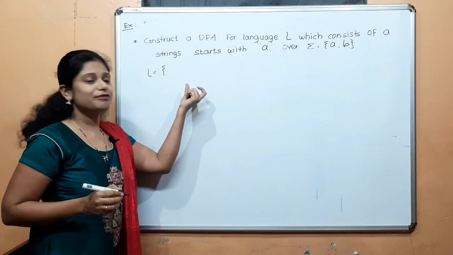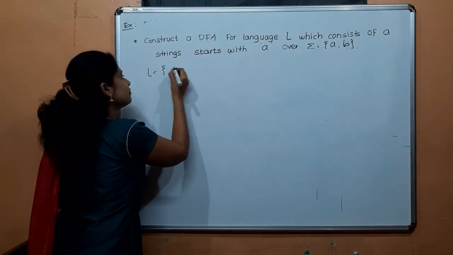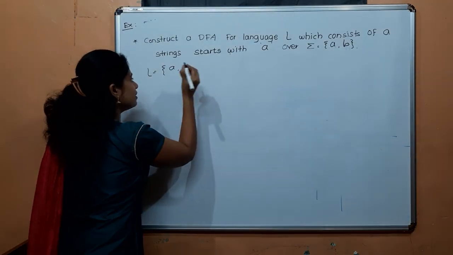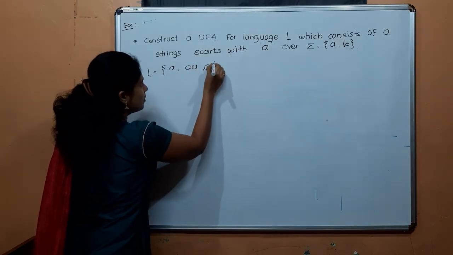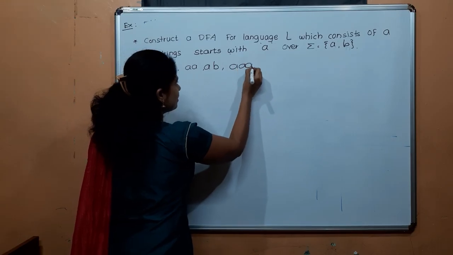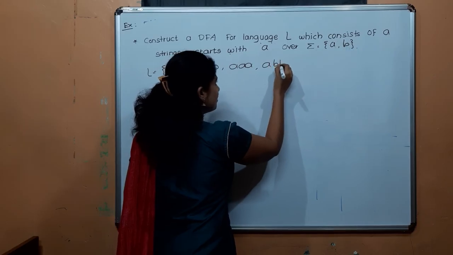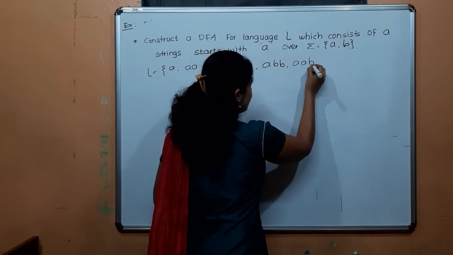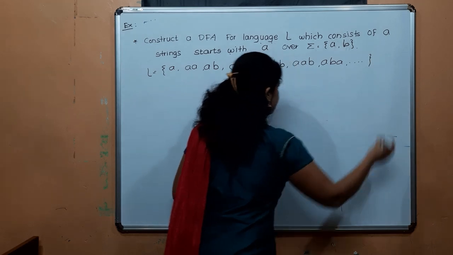Language is a collection of different strings. The condition is that the string starts with A. Therefore, the minimum string will be A. Then the string starts with A and ends with either A or B. Next, the string starts with A and ends with AA. Starts with A, it ends with double B. Starts with A, ends with either A or B, and so on.